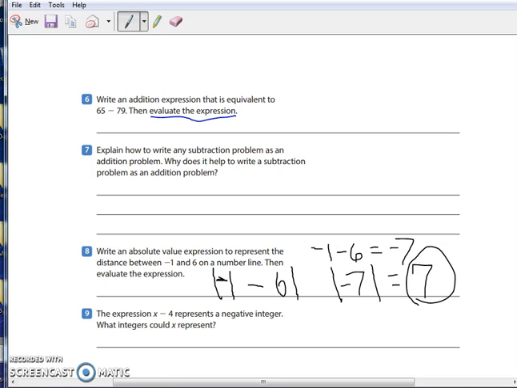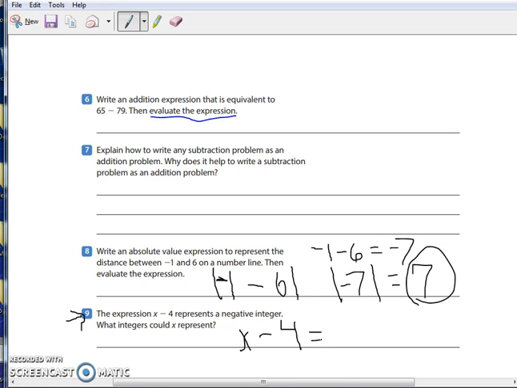In the last problem, number 9, it says the expression x minus 4 represents a negative integer. What integer could x represent? So what they're saying is, if I take x, a number, any integer, it could be any integer, and I subtract from it 4, I get all different possible answers.